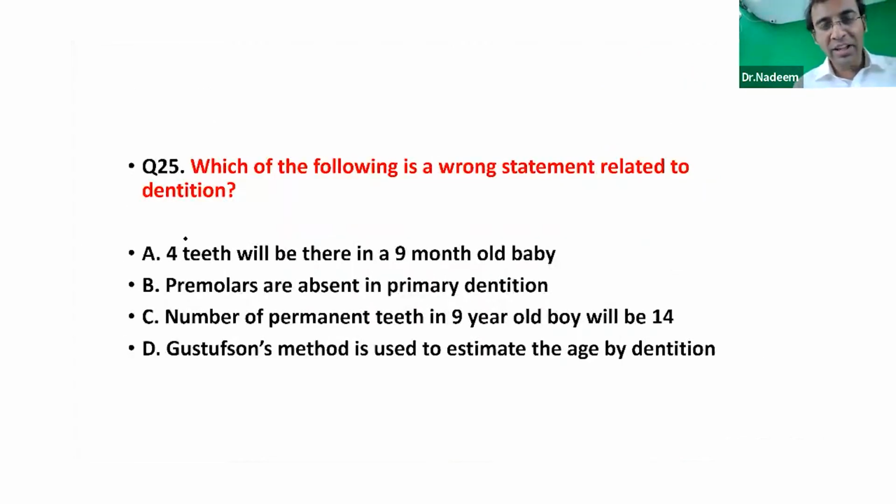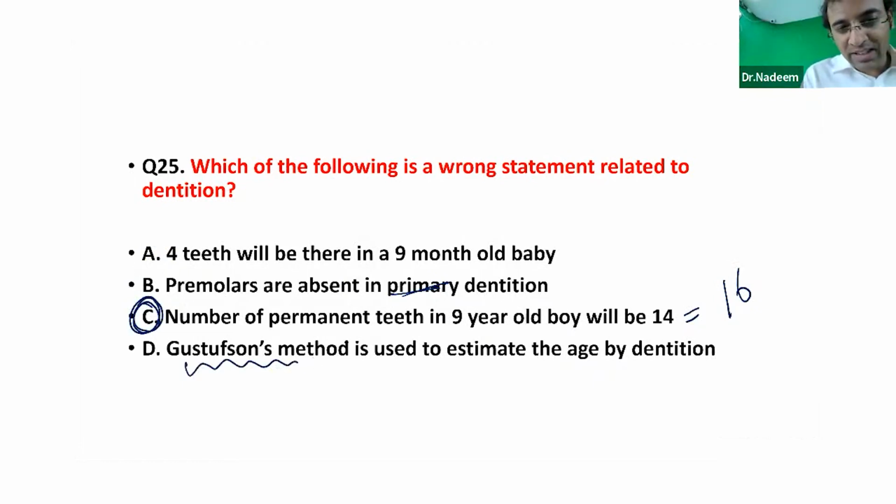4 teeth will be there in a 9-month-old baby. Yes. In the primary dentition, absent will be premolars. Yes. Okay, fine. Number of permanent teeth in a 9-year-old will be 14 or 16. Just now we have calculated, it should be 16. So C is a wrong statement.